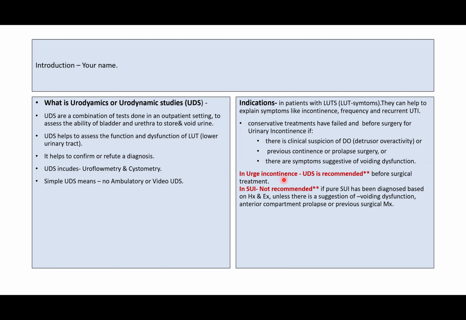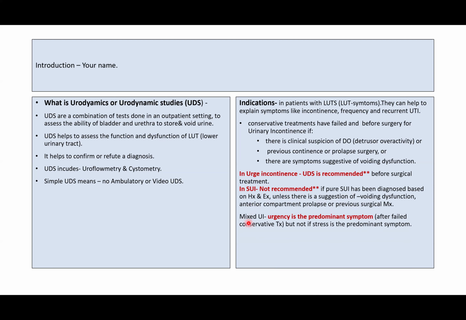And in urge incontinence, yes, urodynamic is recommended before surgical treatment, but in stress urinary incontinence, it is not recommended if stress urinary incontinence is clinically diagnosed. But if with stress urinary incontinence there are some symptoms suggestive of voiding dysfunction or anterior compartment prolapse, the apical prolapse or anterior compartment prolapse, or previous surgical management which has failed, then we will be doing it. Okay, so these are the indications.